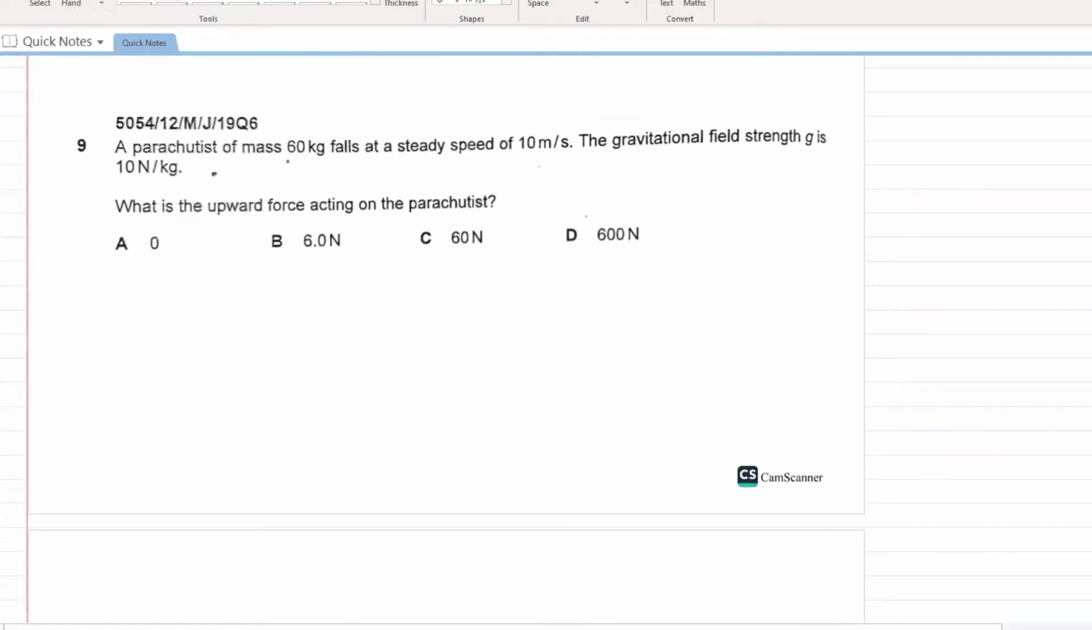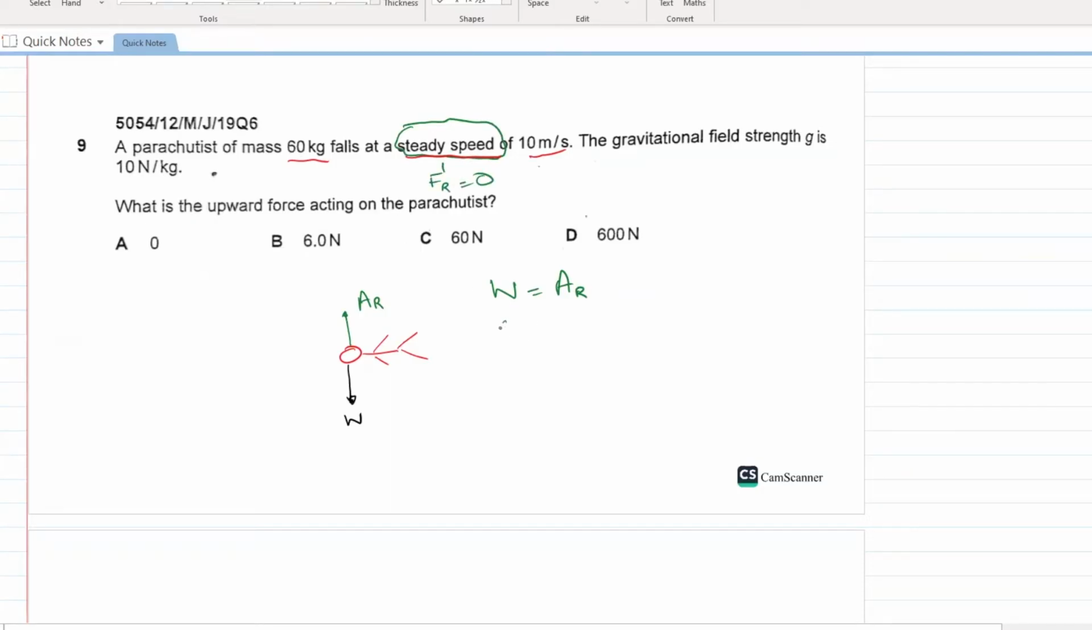A parachutist of 80 kg falls at a steady speed of 10. The gravitational field strength is given. What is the upward force on the parachute? Very easy. Let's say this man is a parachutist moving at a steady speed. By a steady speed, this means that the downward force of weight will be equal to the upward resistive forces, because at steady speed the resultant force is equal to 0.